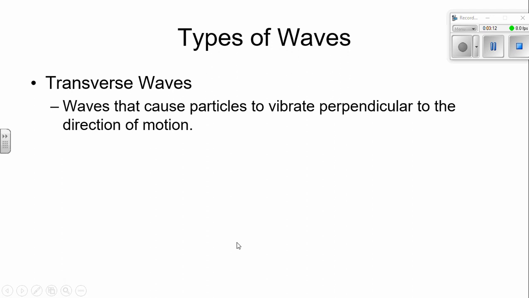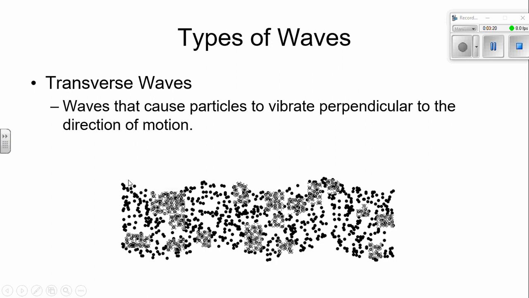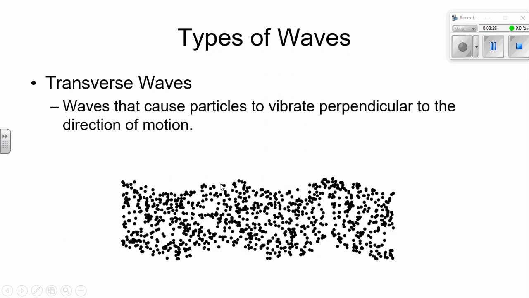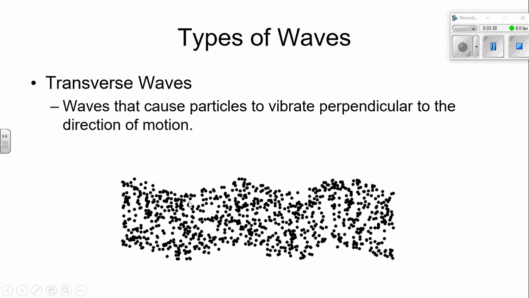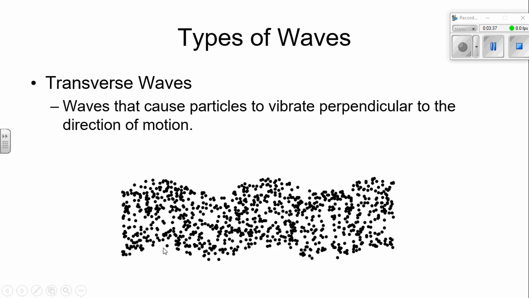There are a couple of different types of waves. First, we have transverse waves. Transverse waves are waves that cause particles to vibrate perpendicular to the direction of motion of the wave itself. The wave itself is moving left to right, but if you pick out any individual particle, it's just moving up and down. So they are perpendicular to each other. That is a transverse wave. This is fairly typical of what people think of in terms of waves.